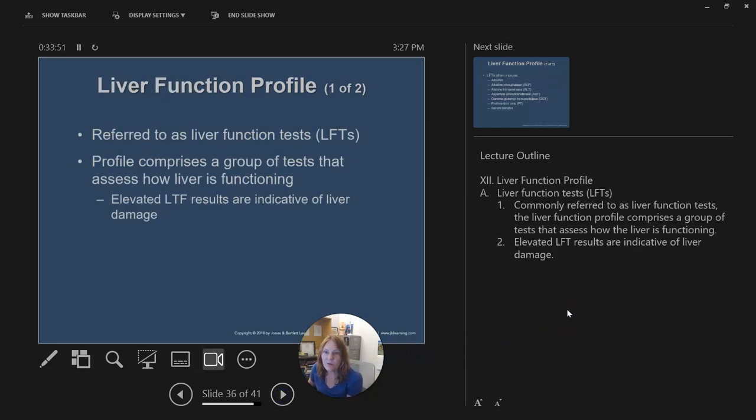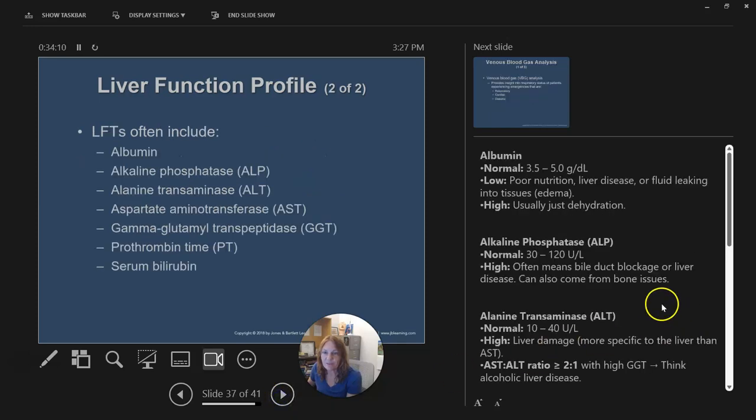Liver function profile and test. So these tests are commonly referred to as liver function tests. The liver function profile comprises a group of tests that assess how well the liver is functioning. Elevated LFT, liver function test, results are indicative of liver damage that has occurred. All right, we're going to break these down for you to the best of my knowledge.